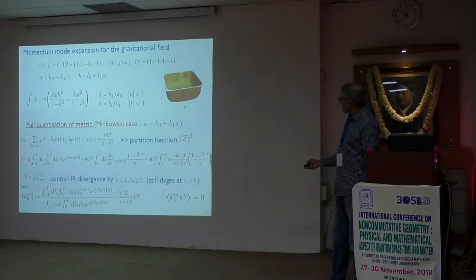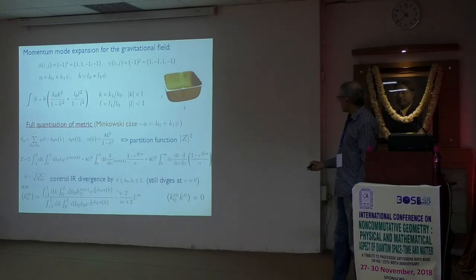And so I'm doing this partition function. This is because of the change in measure. The measure was dK1 dK0, but because of the K0 here, the measure changes, so now there's a K0 in the measure for the change of variables from K1 to K.